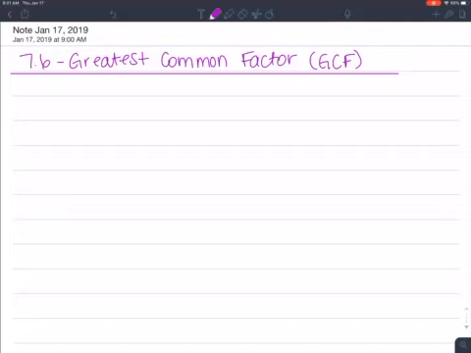Let's say we have two numbers like 20 and 30. We want to find the greatest common factor of both. Well, that's going to be 10 because both of them can divide by 10 evenly. Another example would be, let's find the GCF of 2x and 4. Well, 2 and 4 can both divide by 2, so 2 is the GCF.